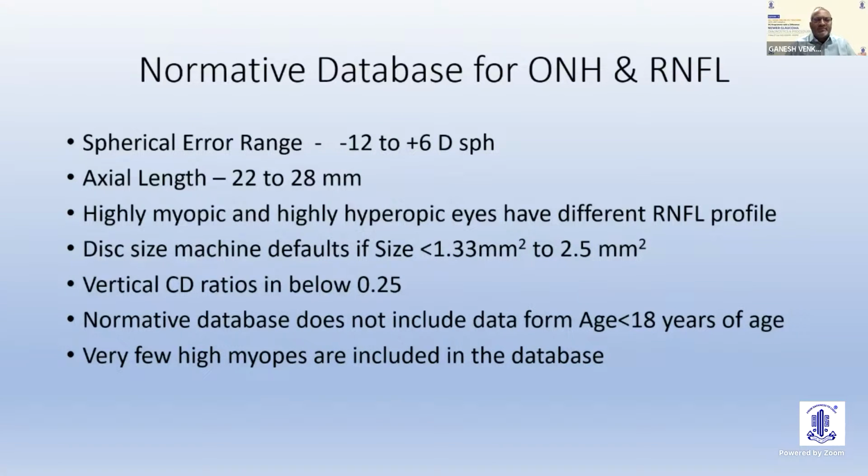Vertical CD ratios below 0.25: if you have an optic disc which is 0.1, 0.2, and you send it for OCT analysis, you won't get an output. And the normative database does not include data from patients less than 18 years of age. Very few high myopes are included. So as much as possible, if you are not an expert, better avoid doing OCT for high myopes because you may not be able to interpret the results.